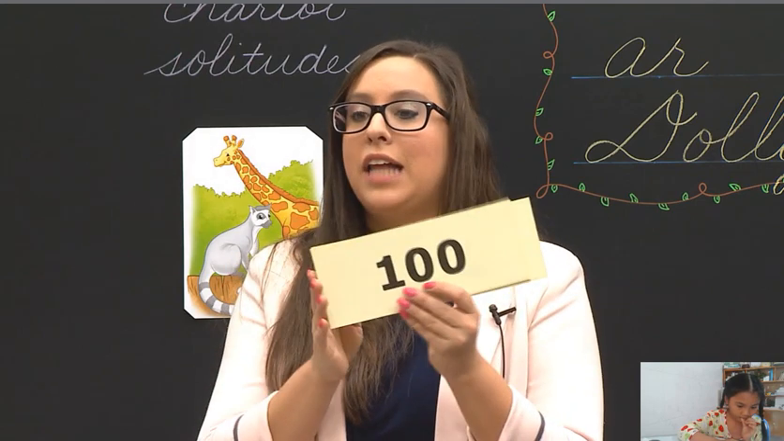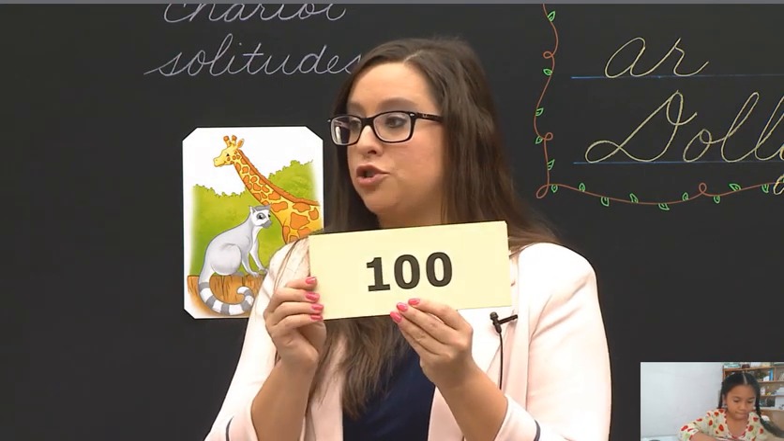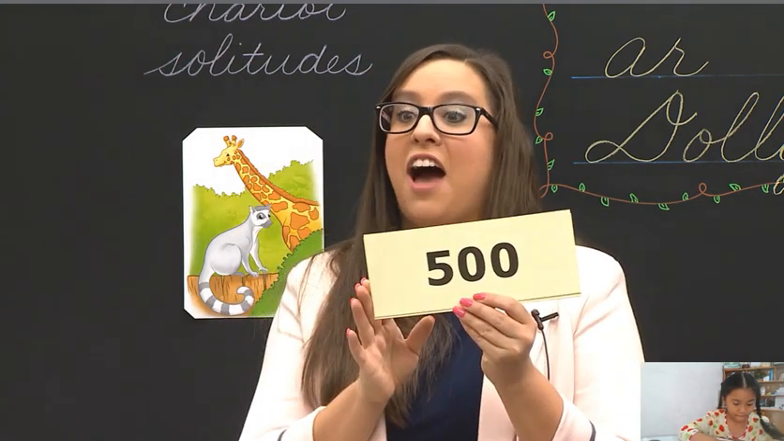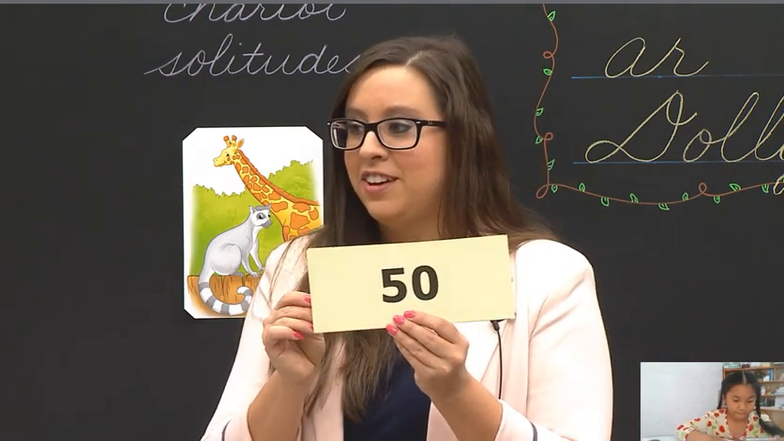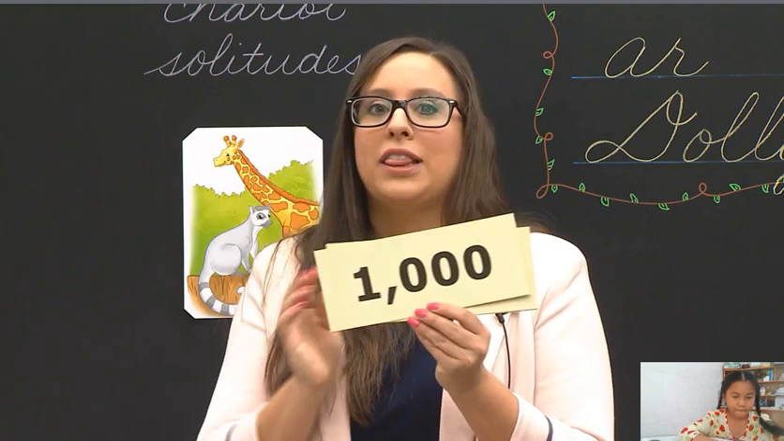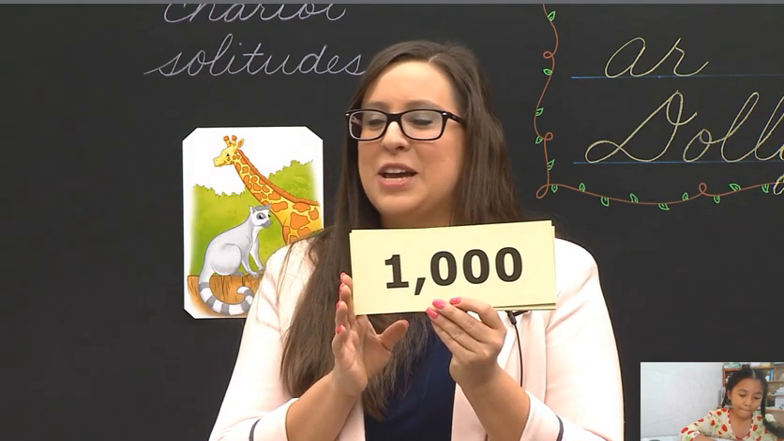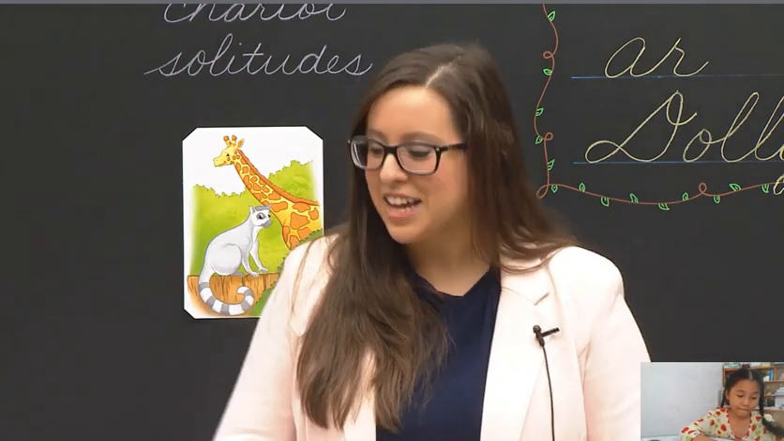What letter equals 100? Gage. C. Good. What letter equals 500? Jacob. Good. What letter equals 50? Dev. L. Good. What letter equals 1,000? Lexi? M. Well done. Now take out your arithmetic page.